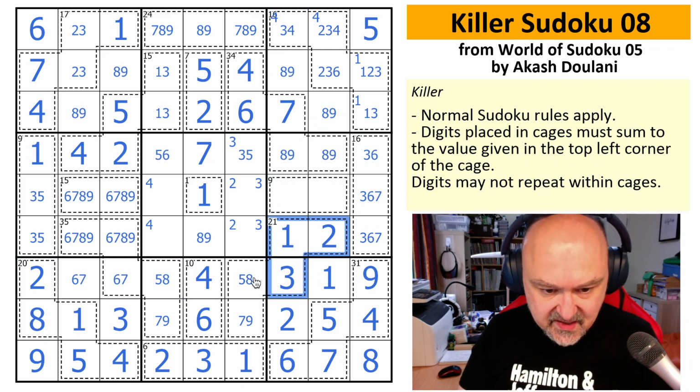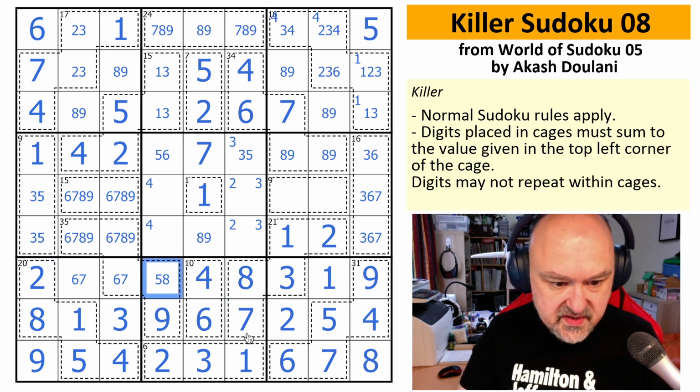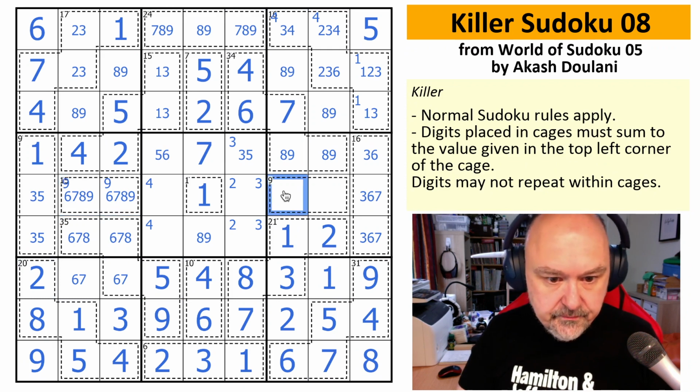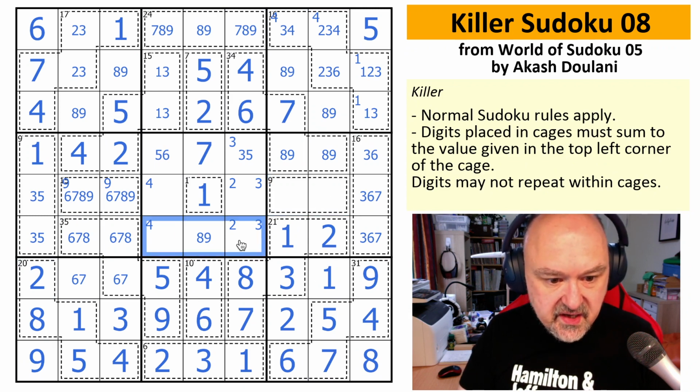Now this is 6. These need to sum to 15. I can't use 9 because 9 would need 6. So this is a 7 and this is an 8. This is now a 9. This is a 5. I can take 9 out of those because they're in the same cage as that one. 9 now must be in there, which is the most useful thing because I could never have used a 9 in a 9 cage anyway. Does mean 9 is down here.